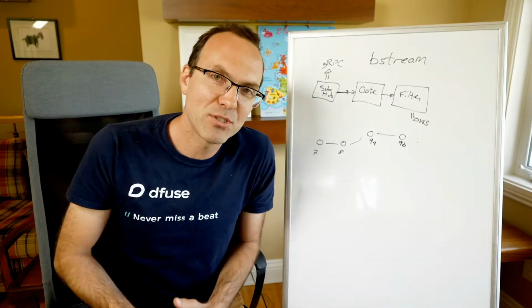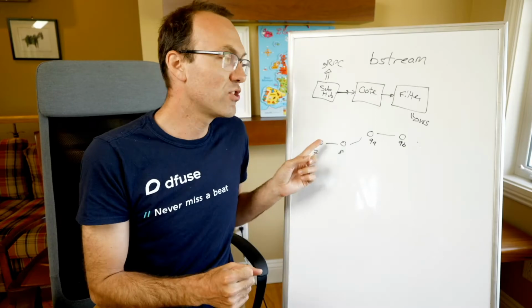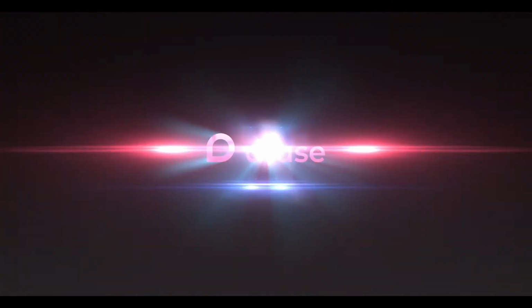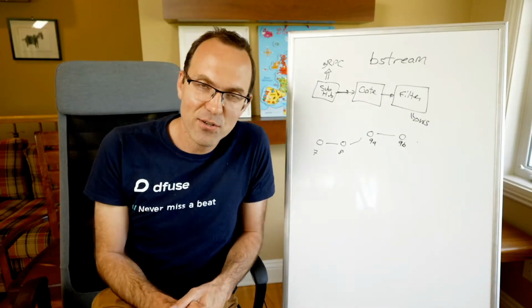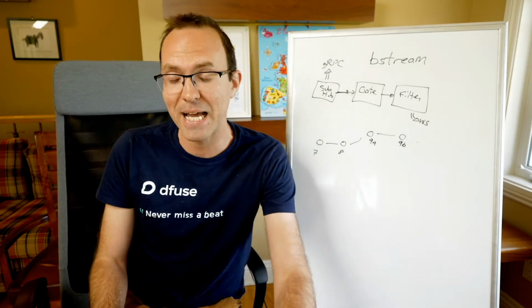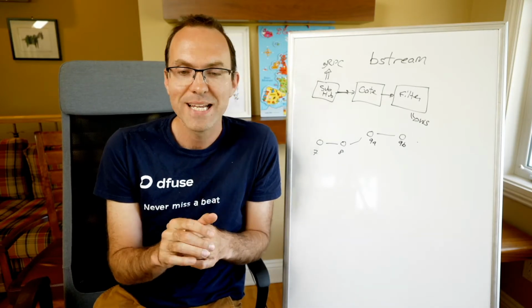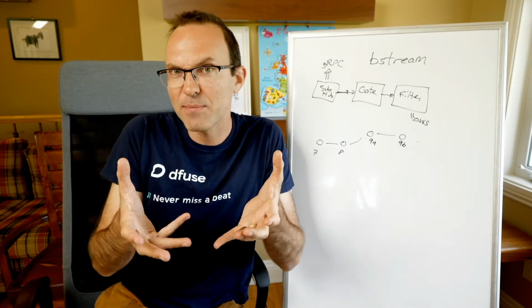What's up everyone? Welcome to another video of this series, Diffuse Architecture Overview, and today we're going to use the whiteboard. In this video we're going to cover, actually not just the whiteboard, but the bstream package. And the bstream package is a low-level component of the Diffuse platform. This one is going to be a little deep, a little more technical.